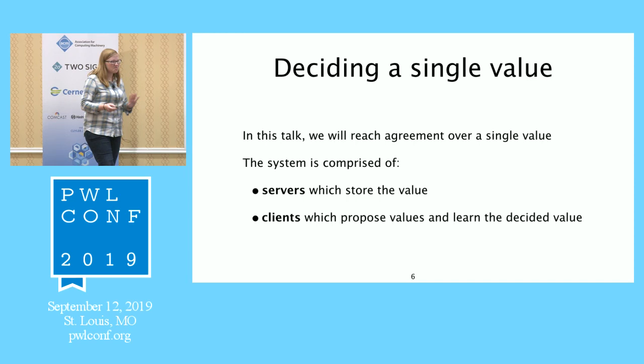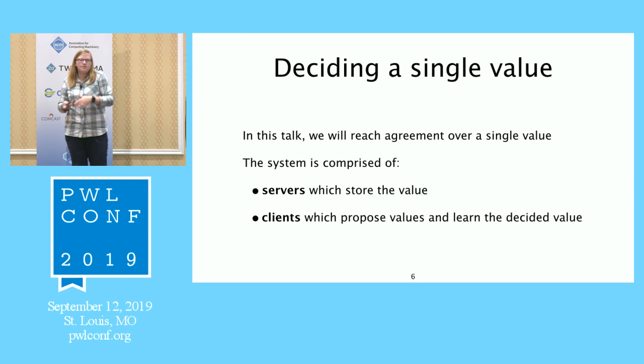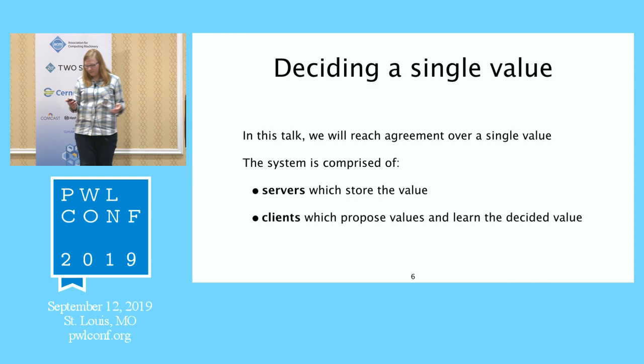The system has two components. Servers: they're like servers. They're long running, they have persistent storage, they're passive. Clients: they're like normal clients. They're active, they send some messages, they come, they go, that's it. And all we're going to do is decide a value.